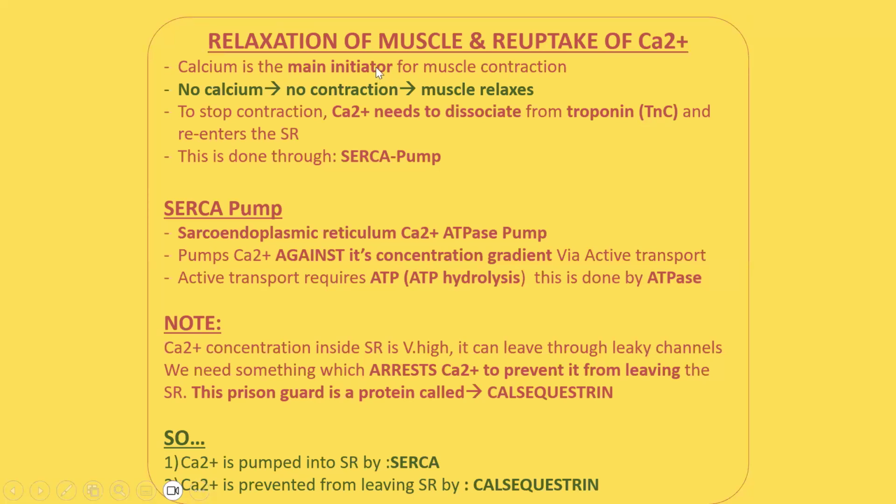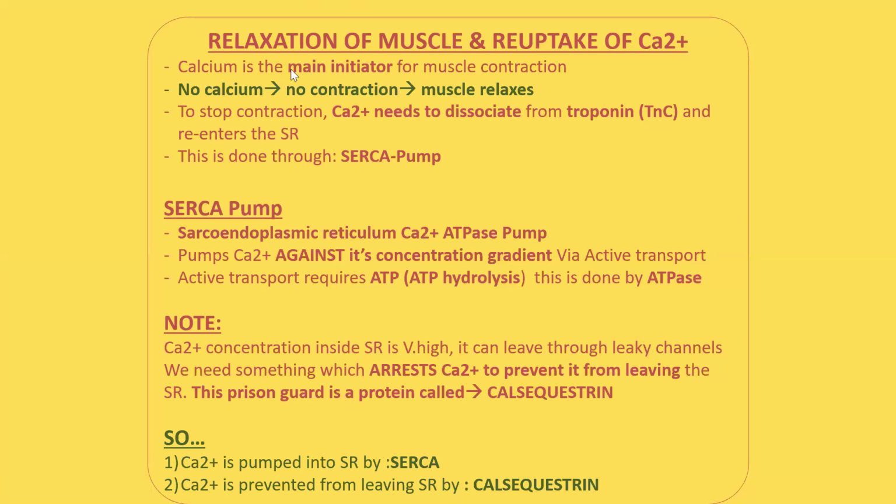Okay. Now we are done talking about the contraction, but you're not contracting your muscles all the time, okay? But what happens if you want to relax your muscle after this cross-bridging cycle? So again, we said the main initiator of everything is calcium, okay? So if you remove calcium, you will not have contraction. Okay, this is basically the rule of it. No calcium, no contraction, muscle will relax.